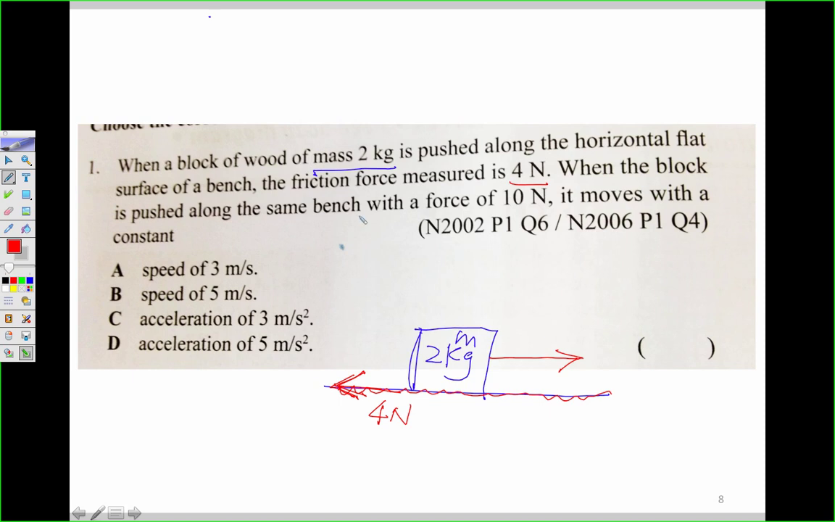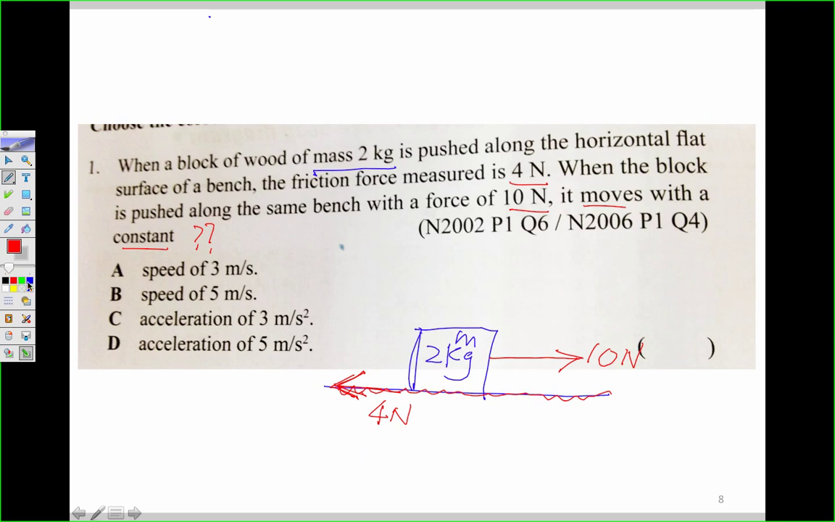Okay, when the block is pushed along the same surface with a force of 10 Newton, it moves with a constant. Okay, so the question is constant what, right? So in this case now, it's given as 10 Newton. So I can label this as 10 Newton. Okay, so 10 Newton is my answer here. So you notice I have a mass, I have forces acting on this object.